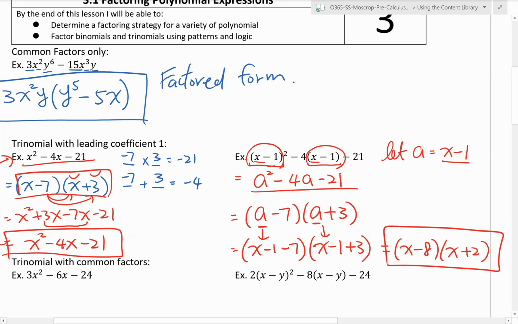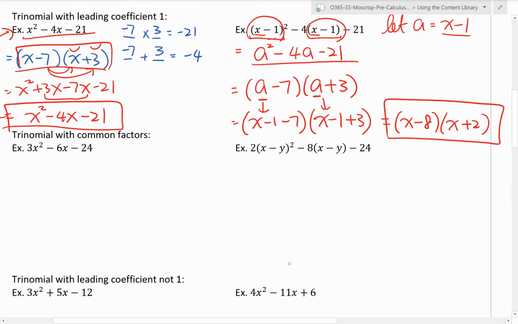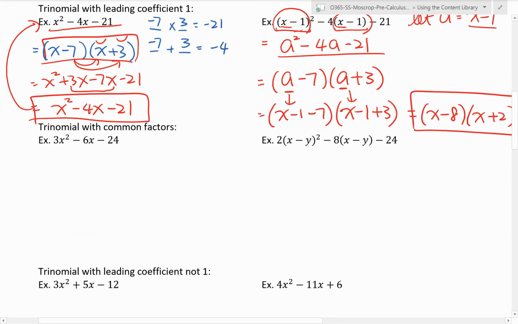Okay, so that's the little trick that we can use. All right, that's the simple trinomial with leading coefficient 1. The second type is going to be a trinomial with common factors. So you can see you have 3, you have 6, you have 24 here. Those are all multiples of 3. So what we can do first is factor out the 3. If you factor out the 3, you should get x squared minus 2x minus 8. And once you do that, then we have a simple trinomial right here that we can easily factor.